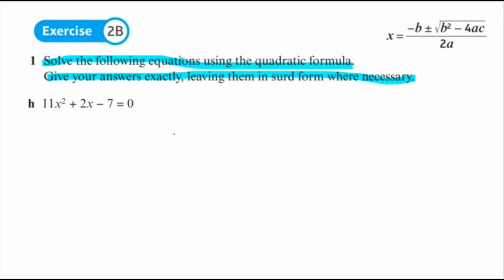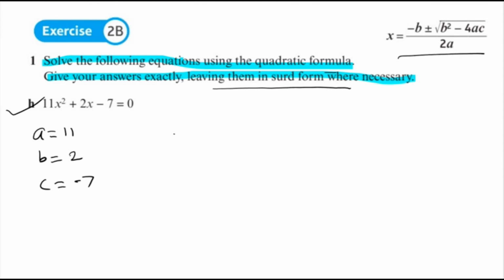Exercise 2b. Solve the following equations using the quadratic formula and give your answer exactly, leaving them in surd form where it is necessary. So question h. As I can see here, my equation is already in the general form. So my a is equal to 11, b is equal to 2 and c is equal to minus 7. This is our formula. Let's put in our values.